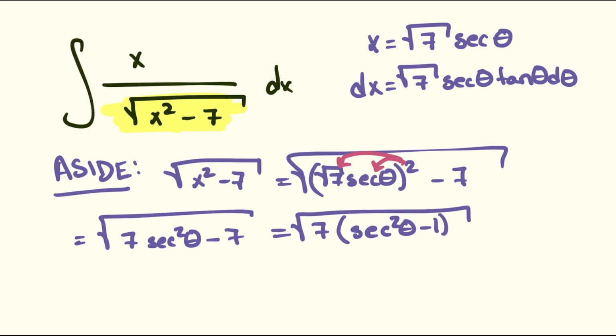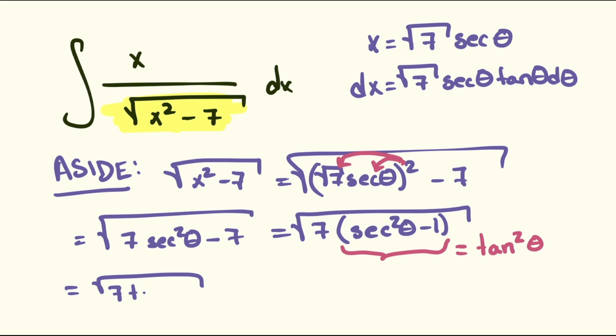And this is where we're going to use that nice little identity. And in general, for any trig problem, this is exactly where you're going to put that identity. We know that is equal to tangent squared of theta. So we're going to pop that in there, and we're going to have square root of 7 tangent squared theta. We can distribute that square root now because we have a 7 times. When you are multiplying two things, you can distribute the square root.